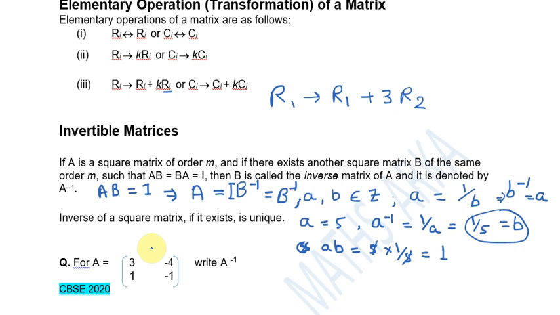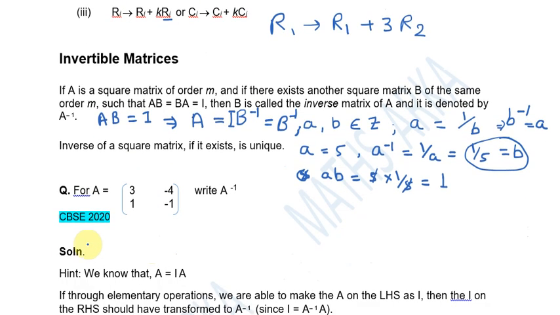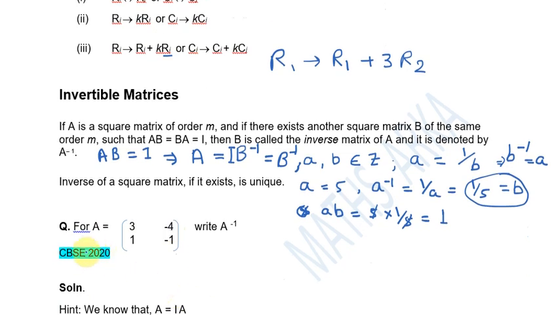Hope this part would have been clear to you. Now we have one of the questions. The question says that A is equal to this 2 cross 2 matrix, and we need to find A inverse. The invertibility we have already looked into, so we need to find A inverse, and this is a question from CBSE board 2020, and for this we have to use the elementary operation that we have already used.